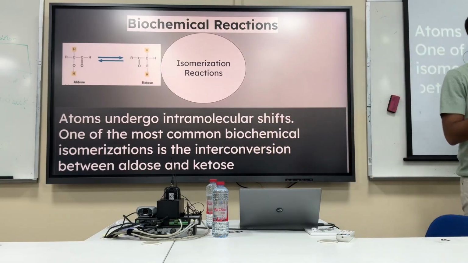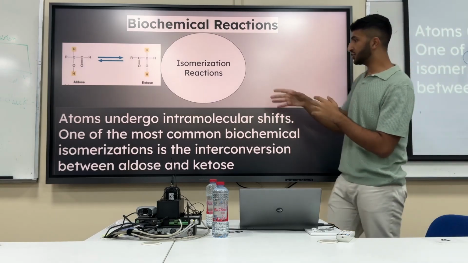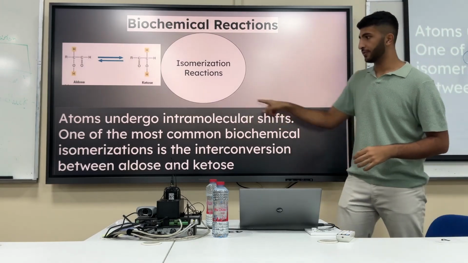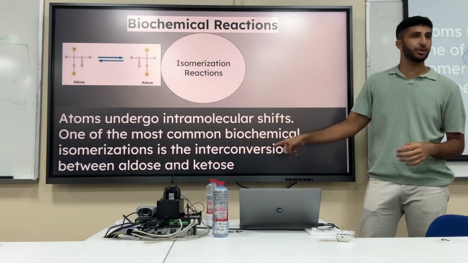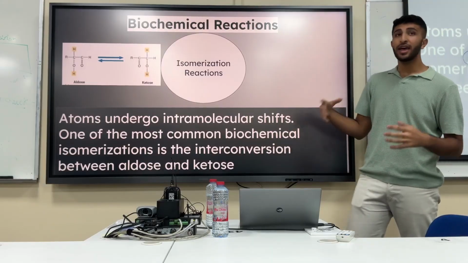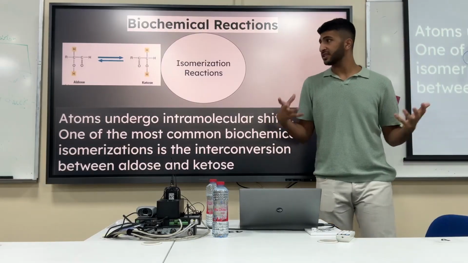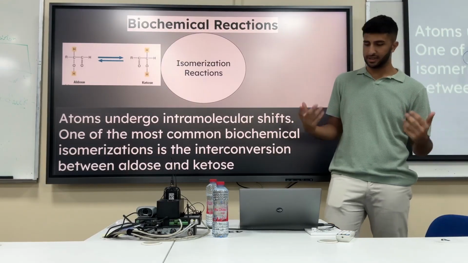We kept only 2. Isomerization. In isomerization reactions, there are just intramolecular shifts. Focus on this word. It comes in many questions. Intramolecular shifts that don't change anything about the substrate other than the position of the chemicals inside it.